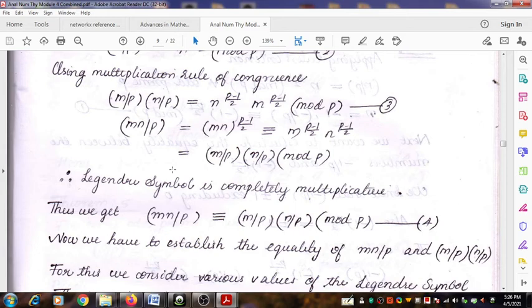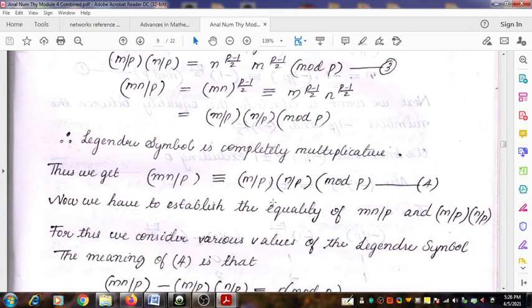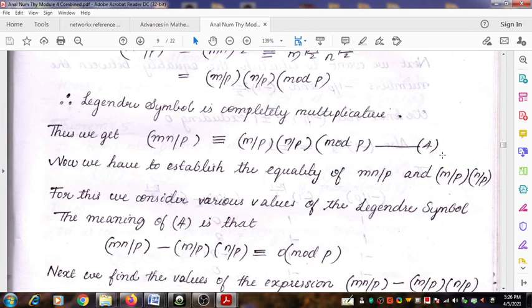The last expression that we have derived is (mn/p) is congruent to (m/p) into (n/p) mod p. This is called equation 4, or line 4. In order to establish the equality, see here we have only the congruence relation connecting the left hand side and right hand side. Actually we need to replace that congruence relation by an equality relation. For that, you have to show that the left hand side of the congruence is equal to the right hand side, by removing modulus p.